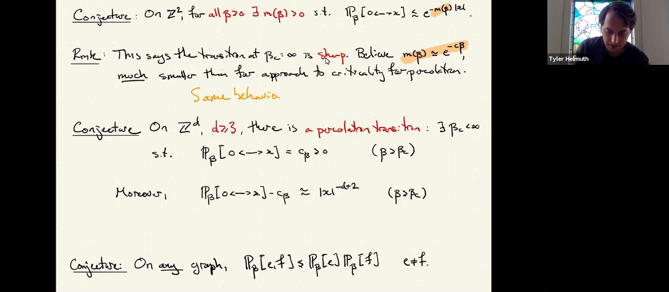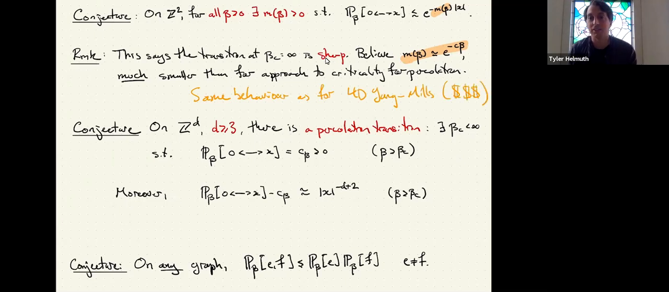is that this is the same behavior as for something like 4D Yang-Mills. So that's one of those problems where you get lots of money if you solve it. So this extremely small correlation length is symptomatic of several interesting problems, Yang-Mills, Anderson localization in 2D and things like this. And this is a very simple combinatorial model that seems to have the same property. And I think that's one reason that it's a very interesting thing to study.